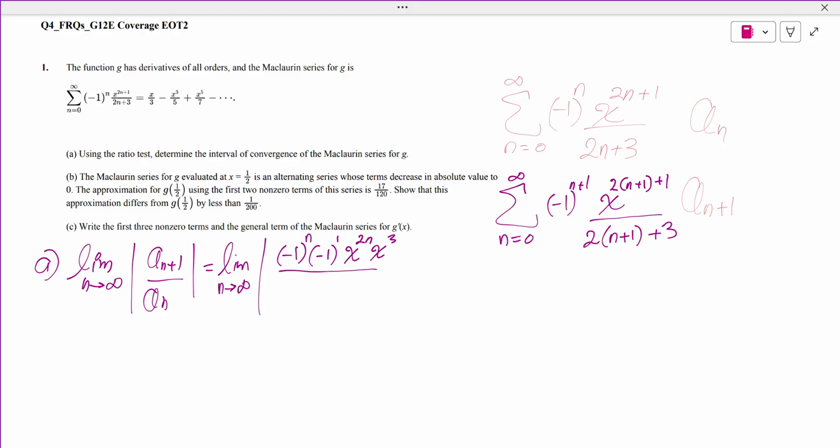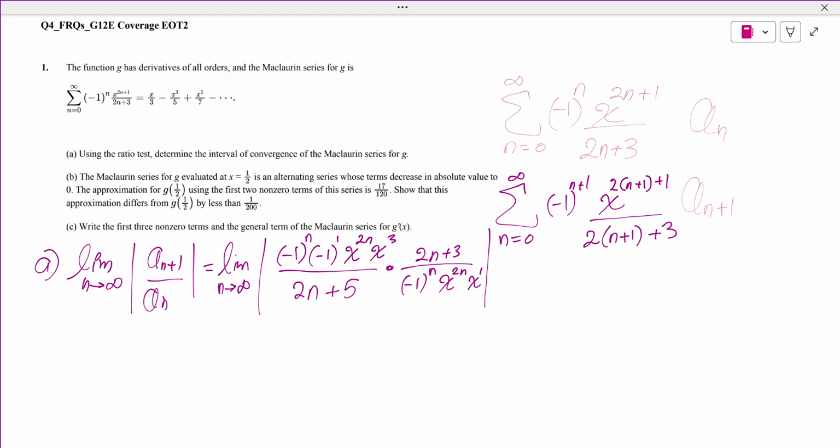Let's simplify the denominator. 2 times (n plus 1) plus 3 is 2n plus 5. So this is going to be multiplied by the reciprocal, right? We write here 2n plus 3, negative 1 raised to n, and x to the power of 2n plus 1.